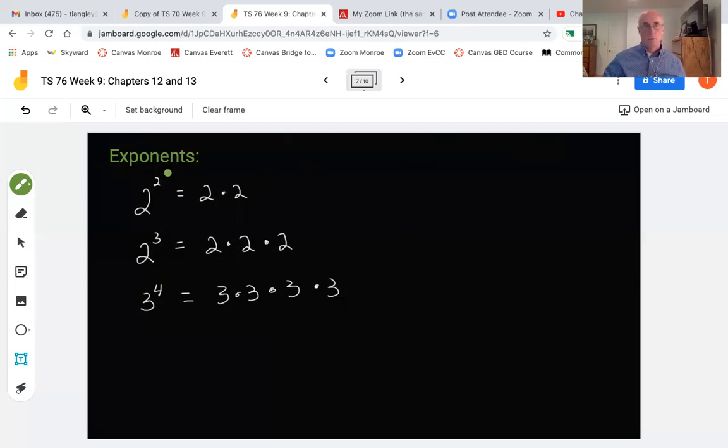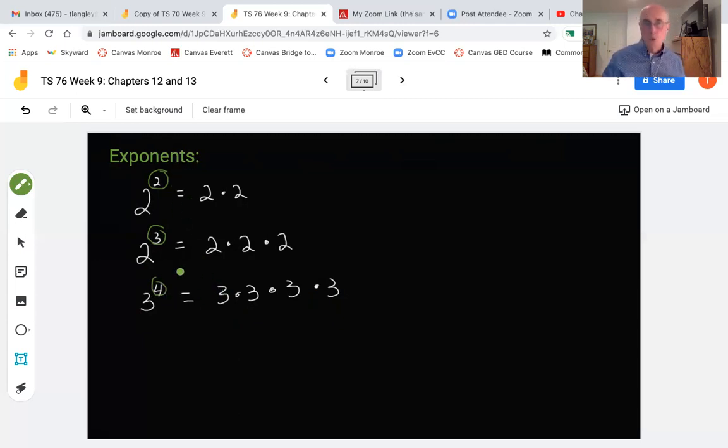Exponents, just remembering these things called exponents are the little numbers above a number. So 2 squared means 2 times 2. It's just 2 times. 2 cubed, or 2 to the third, technically. This is the exponent, so it's 2 times 2 times 2, 3 times. 3 to the fourth, the exponent is this thing right here. That means 3 times 3 times 3 times 3, 4 times. That's 3 to the fourth.